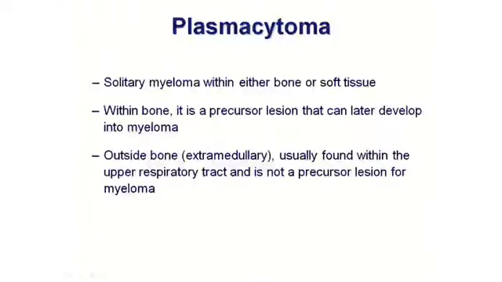Move on, talk about our plasmacytoma. So when we say that, now we're talking about a solitary myeloma. So this one lesion, either in the bone or in soft tissue. Okay. Within the bone, it's a precursor for multiple myeloma. Outside the bone, though, usually found within the upper respiratory tract, and typically is not a precursor lesion for myeloma.